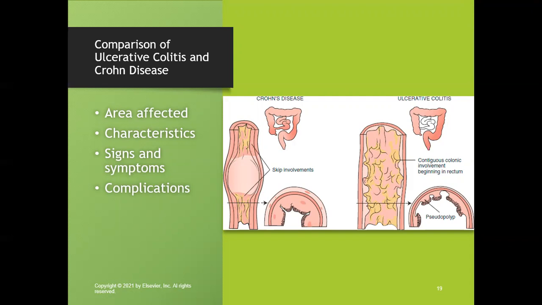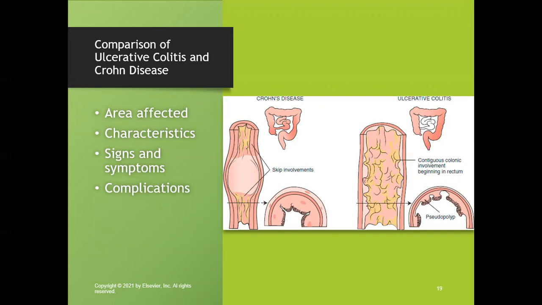Characteristics of Crohn's disease: these patients actually have autoimmune involvement, typically. If we look at the actual intestinal lining, we will see a cobblestone appearance of the lining, okay? Whereas with ulcerative colitis, we'll see ulcers, just like it sounds, right?